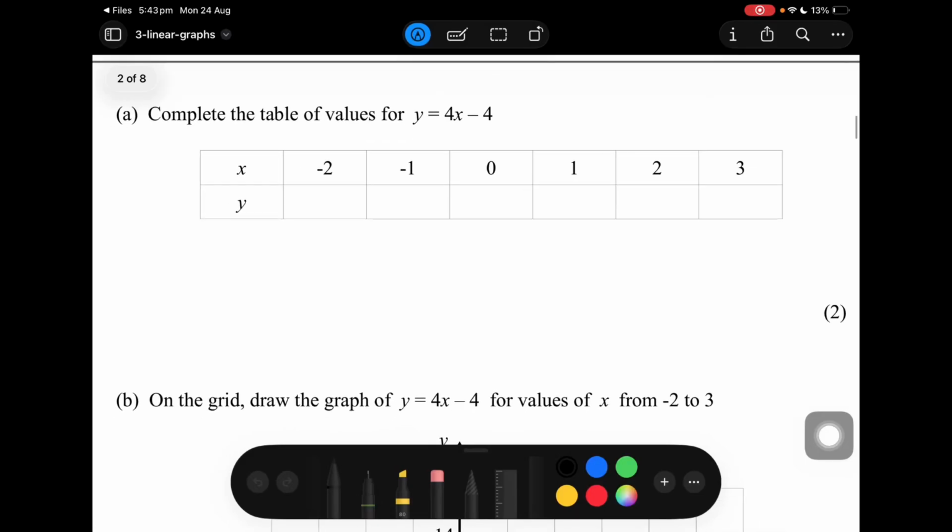Hello everybody, so today we're going to be talking about linear graphs and drawing them. So firstly, we have our first question. We're going to do a few practice questions on linear graphs.